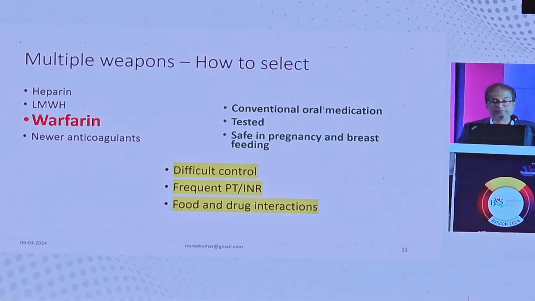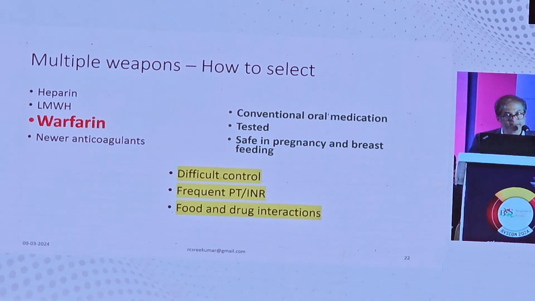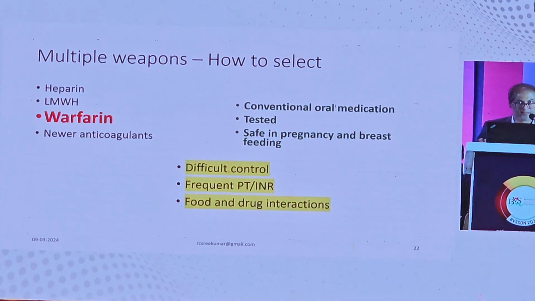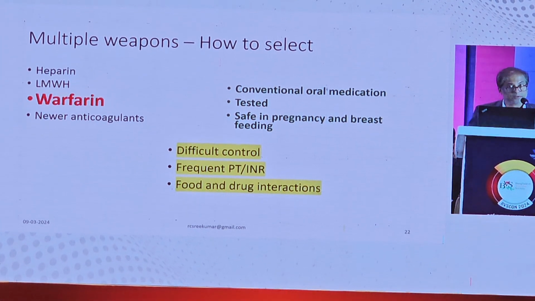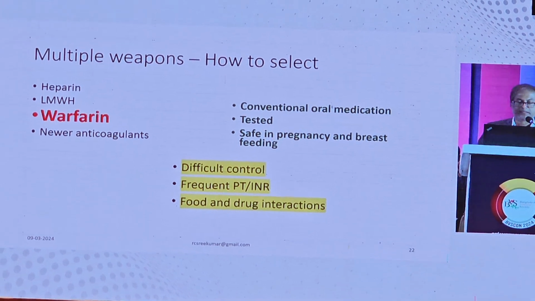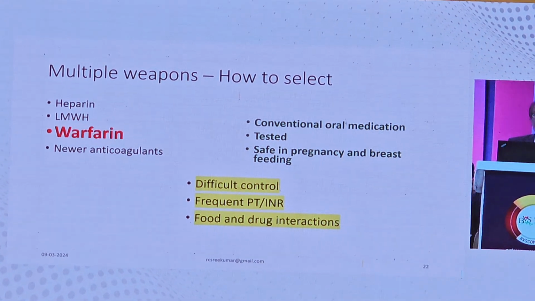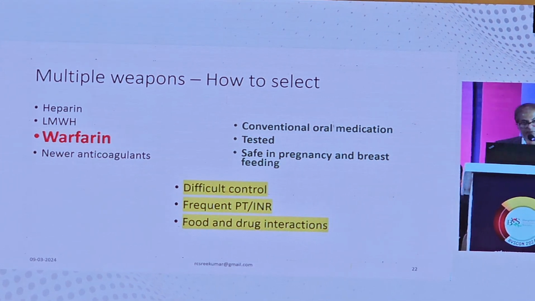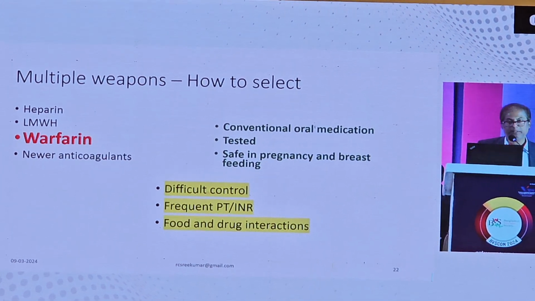The third one is warfarin, the conventional traditional medicine. It is tested in a number of patients. It can be safe in pregnancy, but there are some controversies. But the thing is, it's very difficult to control if it bleeds, and you have to do frequent PT INR to identify which dose is adequate for this patient. And warfarin is notorious for having interactions with many foods and drugs.